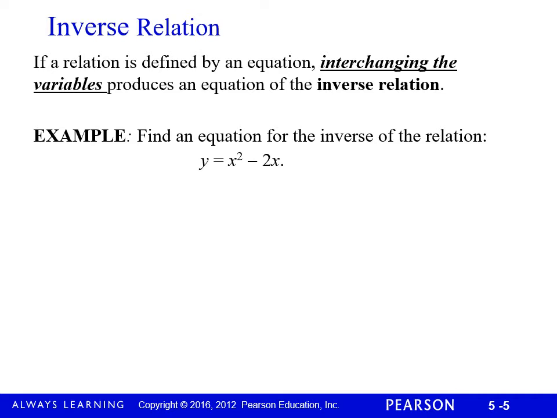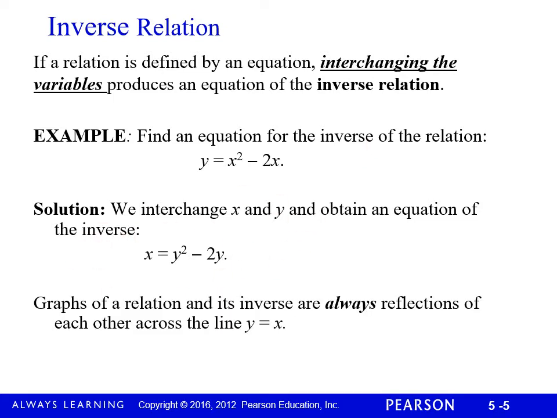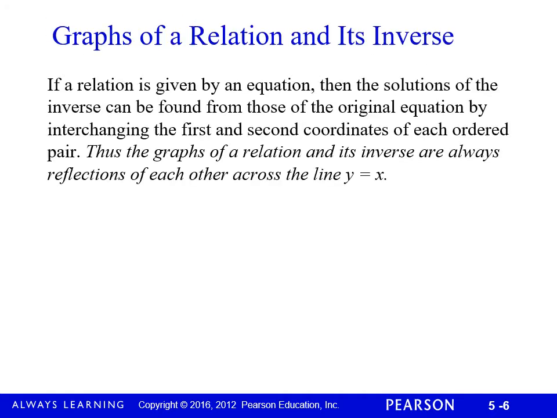There's a couple steps we're going to go through here, and I'm going to go through them step by step. The first thing we do is we interchange x and y, and we obtain an equation of the inverse. So wherever we have a y, we're going to replace it with x. Wherever we have an x, we're going to replace it with y. And this gives us the inverse relationship. The graph of a relation and its inverse are always reflections of each other across the line y equals x, as we saw in the last graph.